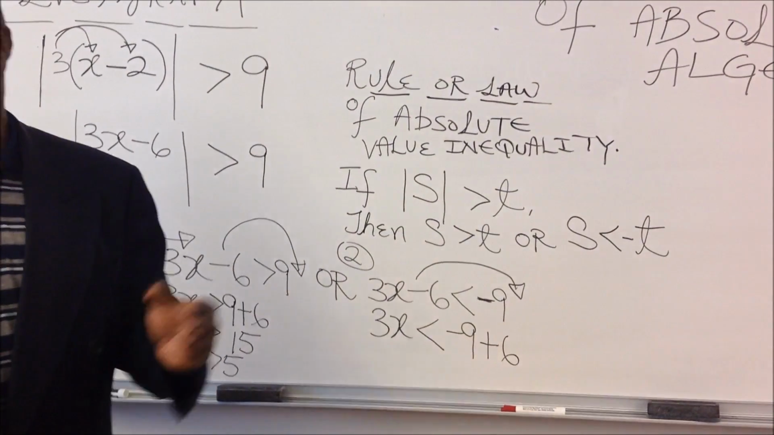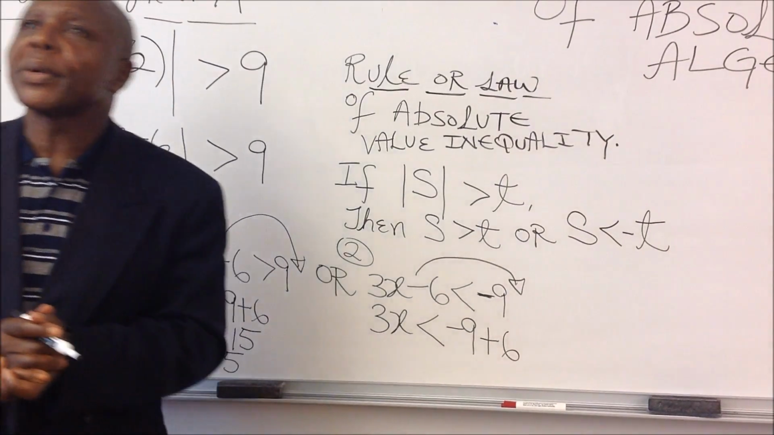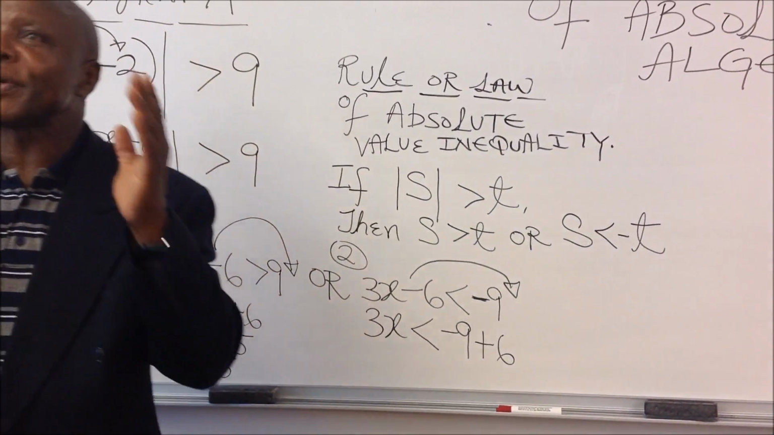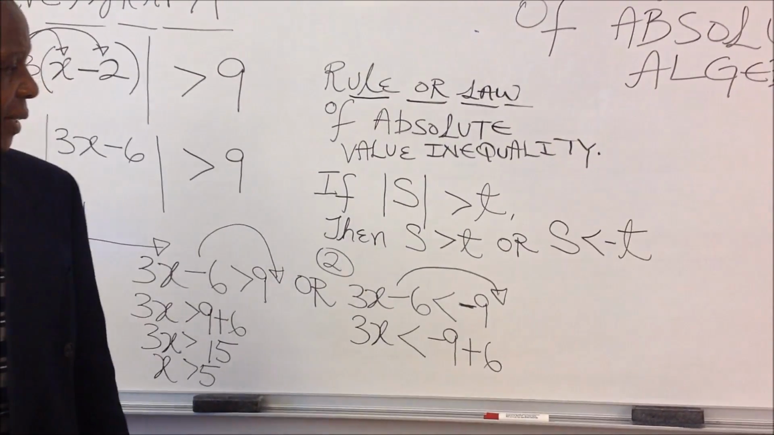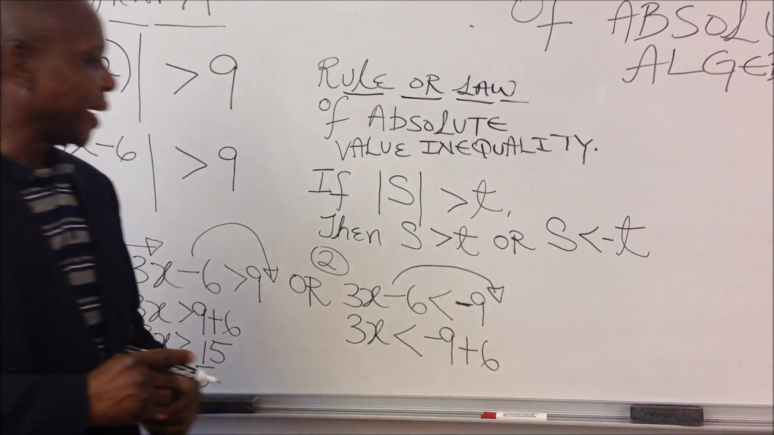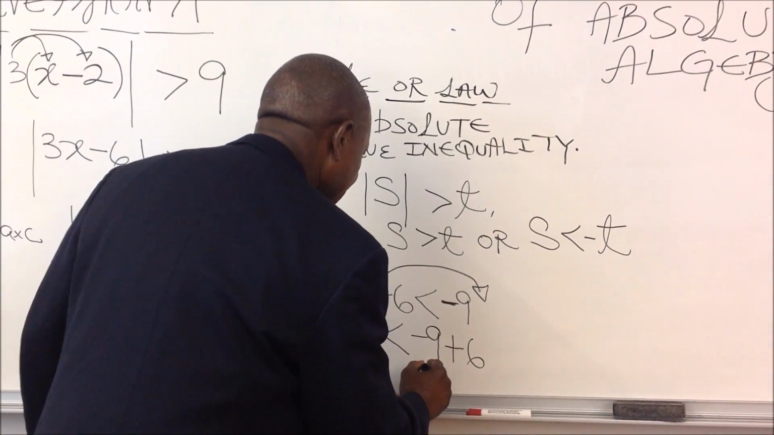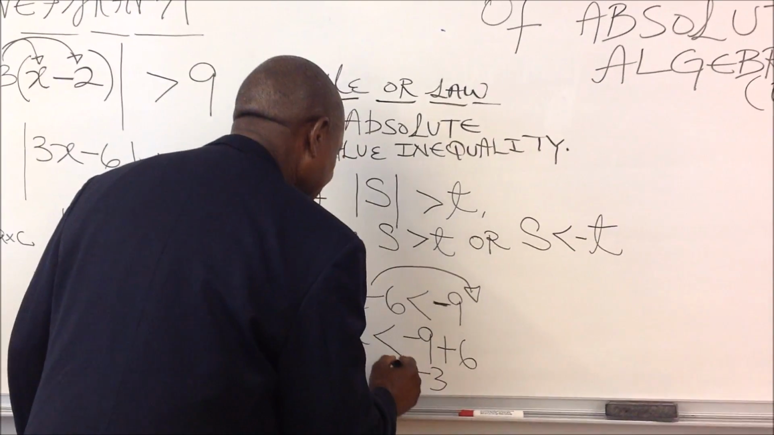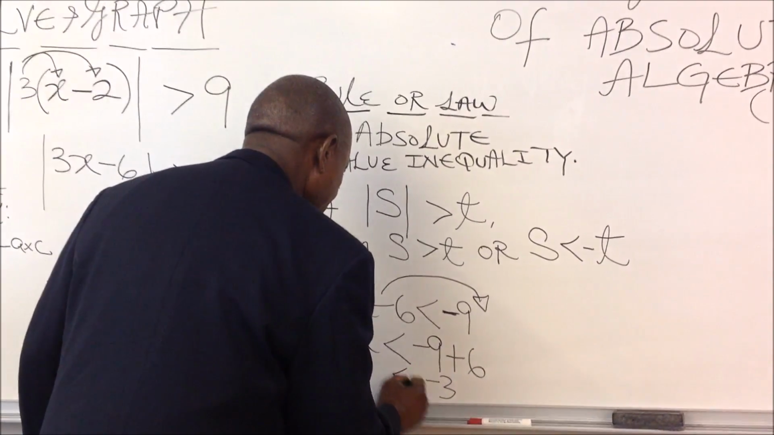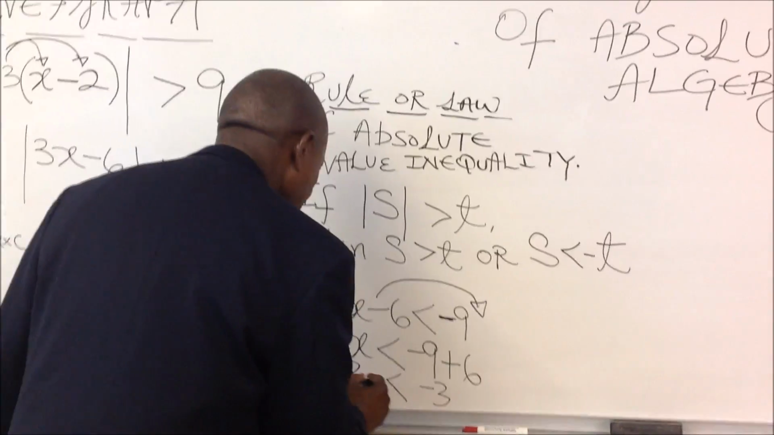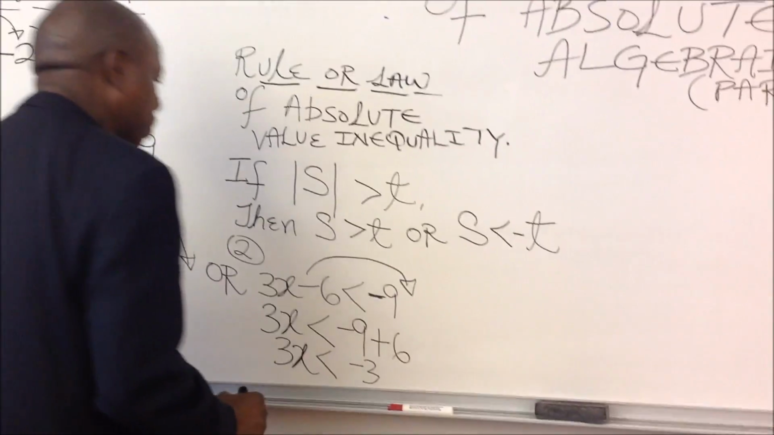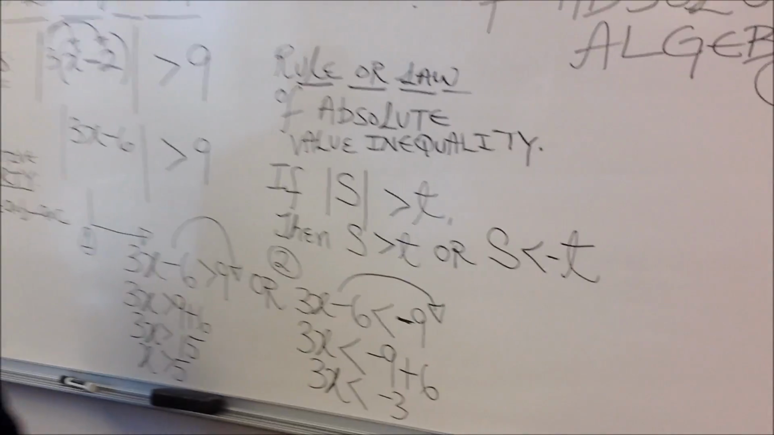What is negative 9 plus 6? Well, negative 9 plus 6, of course, is going to be negative 3. So that means that 3x is less than negative 3.